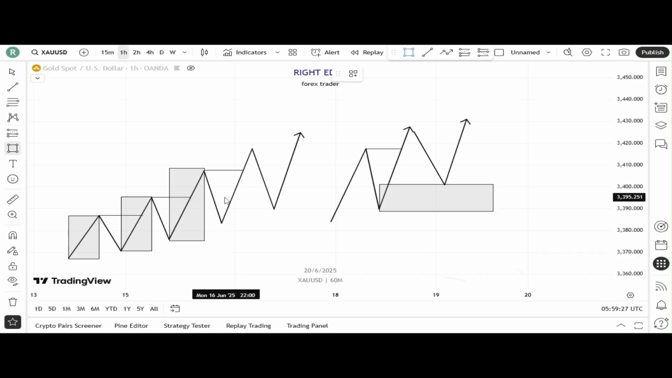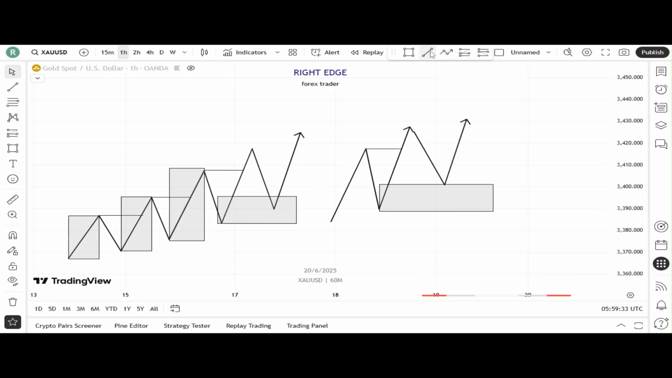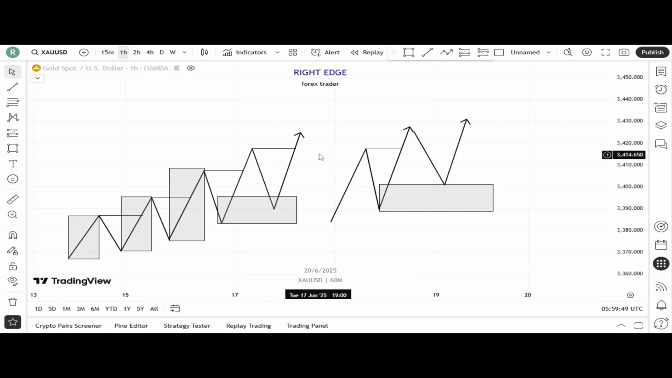Okay, so let's assume you have gotten this movement and you're joining from somewhere around here. Where will you target? You will target this high. All right, this is your target. Please don't target any other thing. And while it is going, if there are opportunities to take some partials, you take. So this is what it means.